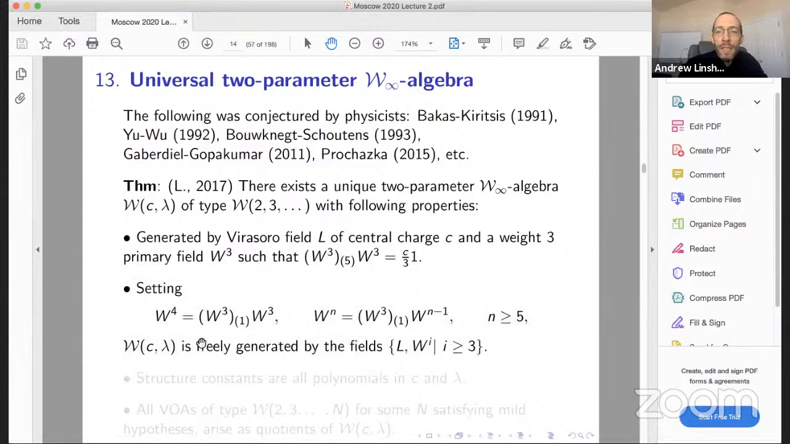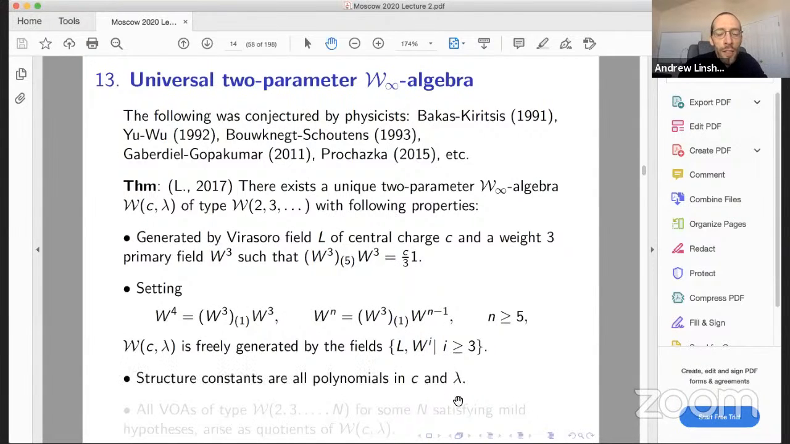So I'm going to define some descendants. W4 will be, I take the second order pole, the one product of W3 with itself. This is some element of weight 4, and I take that to be my weight 4 field. Then recursively, I define all these higher fields in this way. Again, this is not the traditional way of defining these higher fields, but it's convenient for the purpose of constructing this algebra. And then this universal object should be freely generated by these fields. So it has a PBW basis consisting of all the iterated products of these fields and their derivatives.